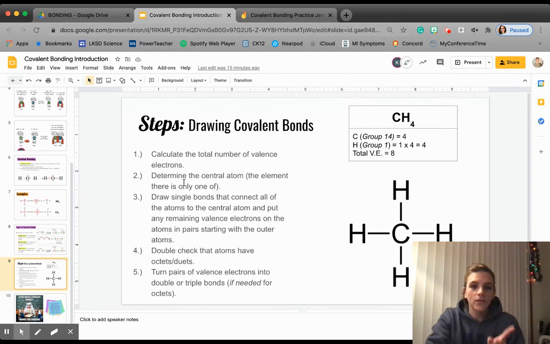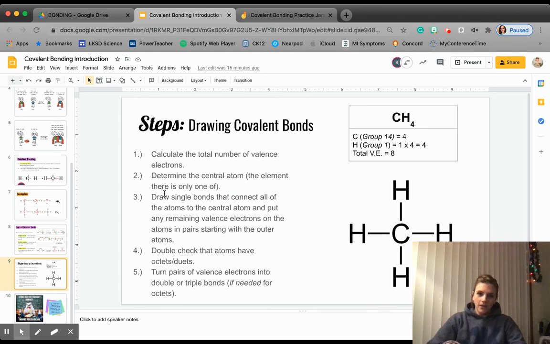Part 2, determine the central atom. That just means what is the atom that's going to be at the center of your molecule. It's pretty easy to figure out who the central atom is going to be simply because they're the only one of its kind out of a molecule. So if we're looking at methane gas, CH4, the only atom that's like of its own kind is carbon. Otherwise, there's 4 hydrogens, right? So carbon is our central atom. We would draw carbon first, and then we would draw hydrogens surrounding carbon.